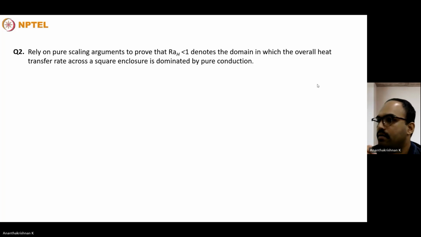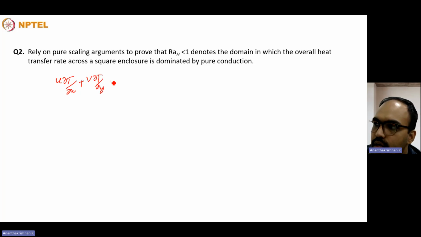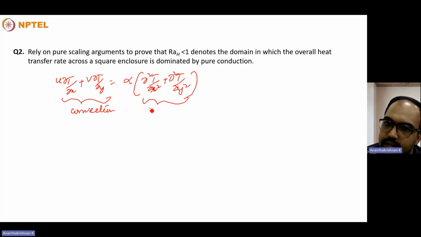So we can denote the energy equation. That will be steady terms only: u dou T by dou x plus v dou T by dou y is equal to alpha times dou square T divided by dou x squared plus dou square T divided by dou y squared. This is the convection term and this is the conduction term.